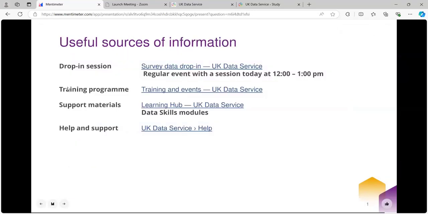So that's coming to the end, just to say some useful things. First of all, there's a drop-in session at 12 to 1 today. Those are designed really if you have specific questions about a data set or formats, and there will be staff sitting in and able to help you. If you want to look more at the training events program, there's a link there. For support materials, we have the Learning Hub. And for help and support, we run a help desk, and we also have FAQ type pages. So if you go on there, you can post anything you want.